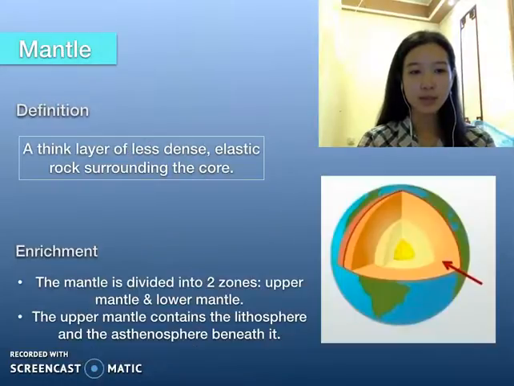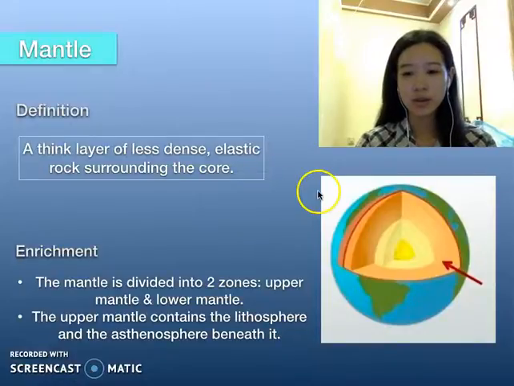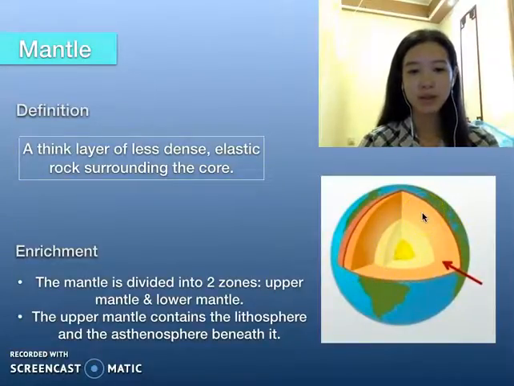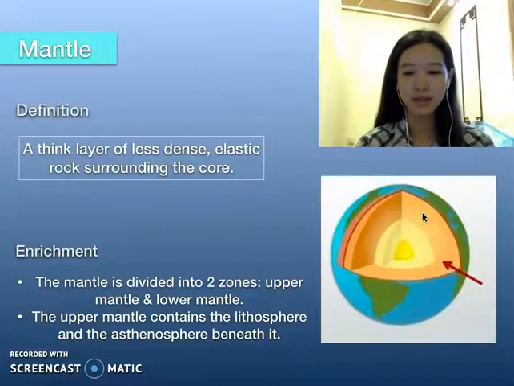Now let's move on to the next word, the mantle. The mantle is a thick layer of less dense, elastic rock surrounding the core. So we just talked about the inner core here, the outer core here, and the mantle is just the orange part here surrounding the core. The mantle is divided into two zones, the upper mantle and the lower mantle. The upper mantle contains the lithosphere and the asthenosphere beneath the lithosphere, and I will talk about these two terms later.